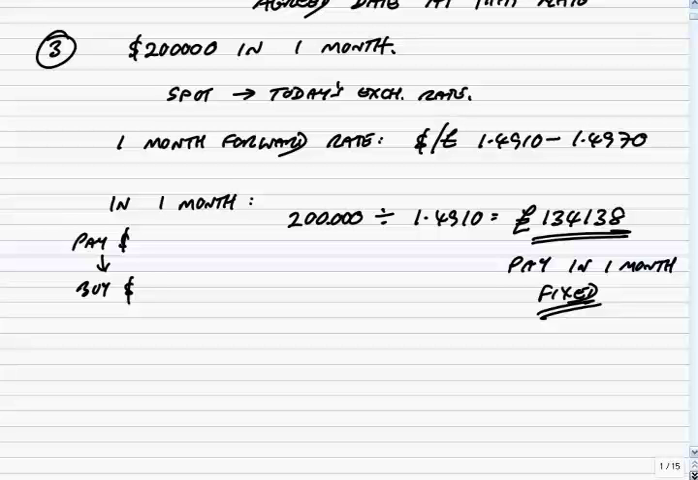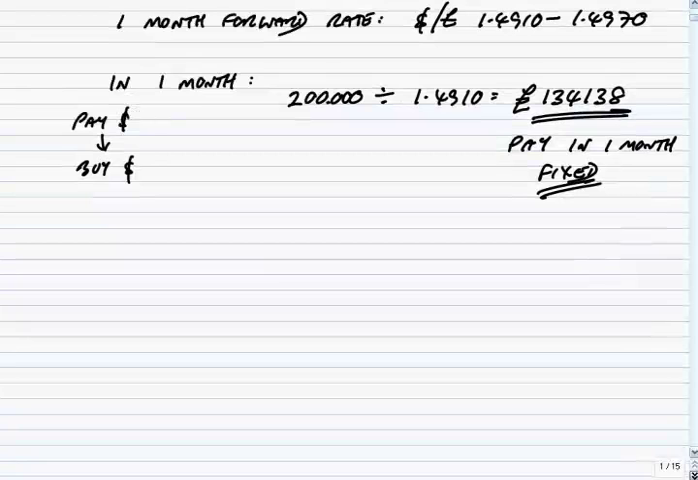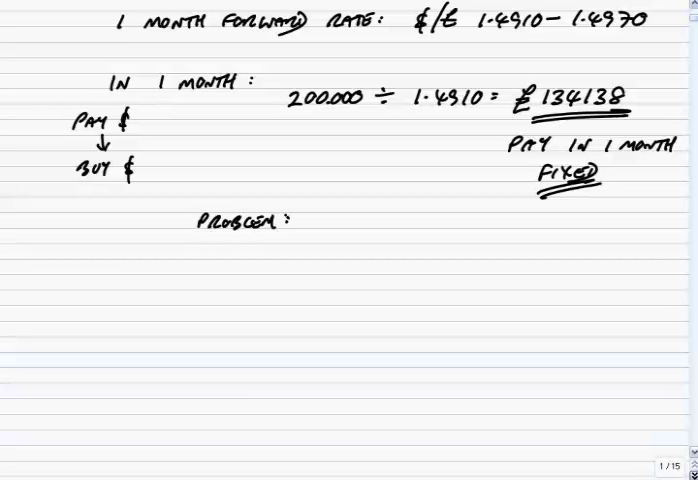The only problem, but this is just for the written part of the question, the only problem is that we are committed to convert $200,000 in 1 month. Where the problem comes is either if the amount changes, what happens if we decide we only need $100,000 for some reason? Well, we're committed. We've got to convert $200,000. And if we don't need the dollars, we're going to have to sell them back at whatever the spot is. Or, of course, if the date changes.